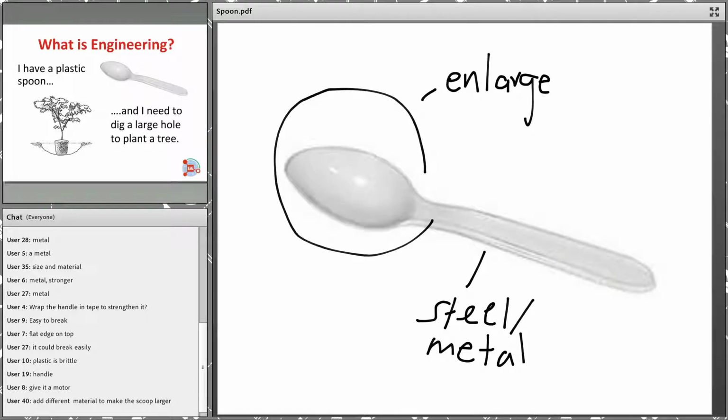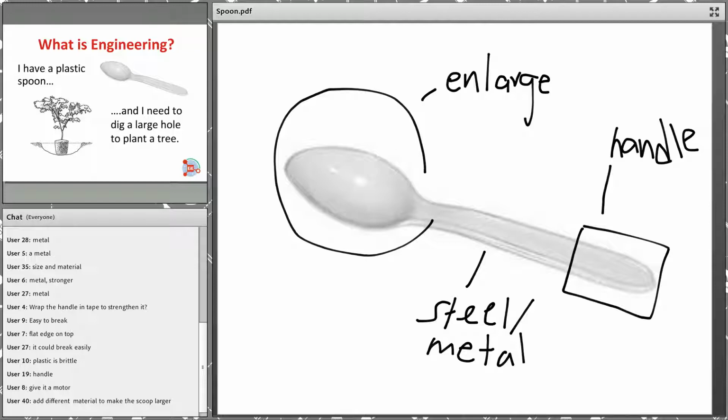Oh, Erin, I like the idea of giving me a handle. That means I can really grasp it. That would definitely be very helpful. Lisa, a motor. You're really getting creative. So if I add a motor to my spoon, I can just sit back and watch my spoon dig the hole for me. I like that idea a lot. So I still have my spoon. You guys have helped me enlarge the scoop, give it a little handle, and change it to metal, but it's still the size of a spoon. What else might I want to change?